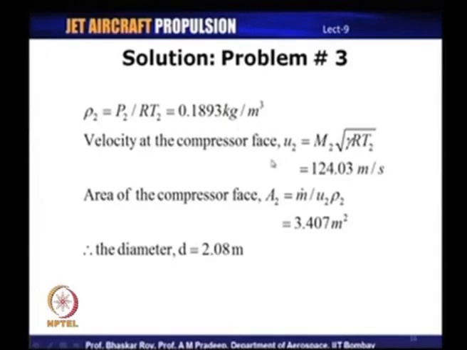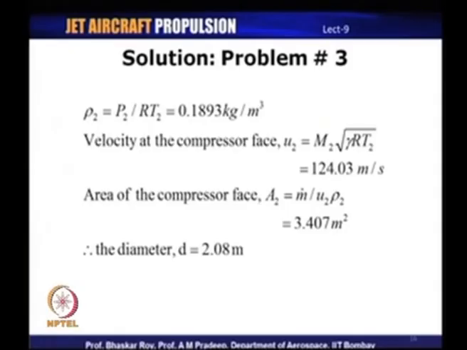And velocity at the compressor phase is Mach number times square root of gamma R T2. So, that comes to be 124.03 meters per second. Therefore, area at the compressor phase is mass flow rate divided by u2 times rho 2, that is 3.407 meter square. And once we know the area, we can also find out the diameter, which is pi d square by 4 is equal to the area, and therefore, diameter can be calculated as 2.08 meters.